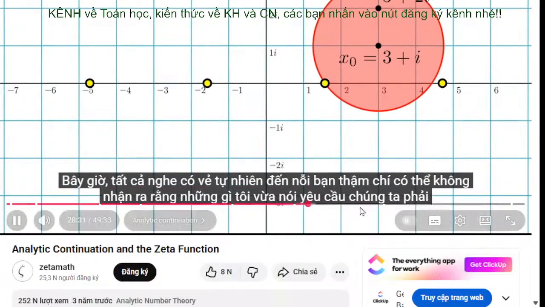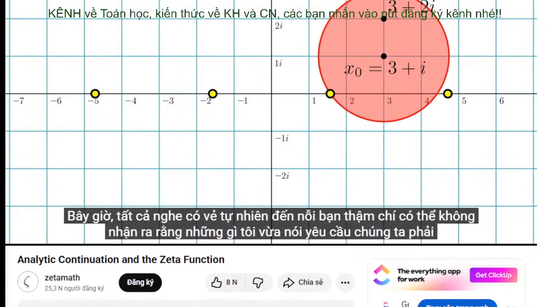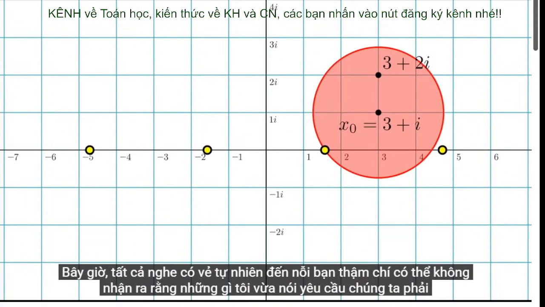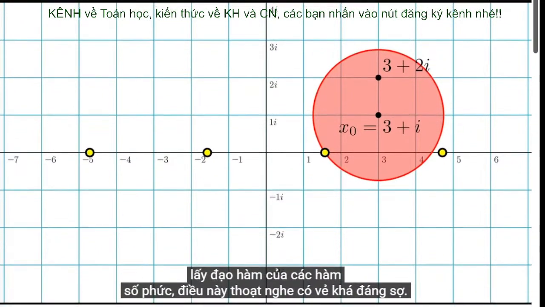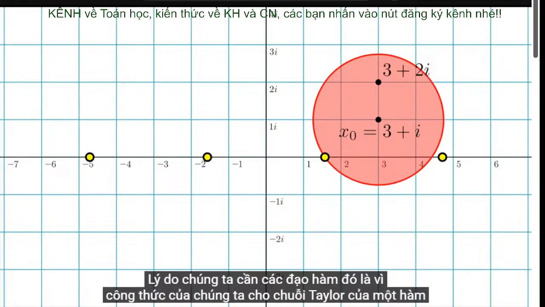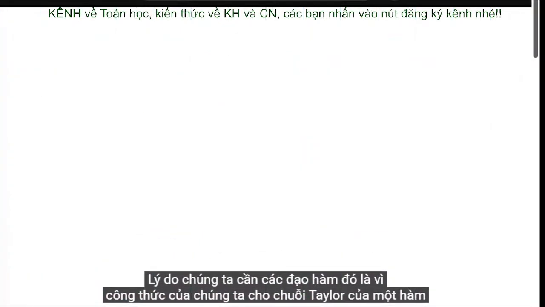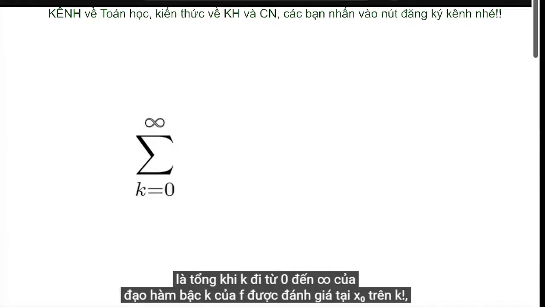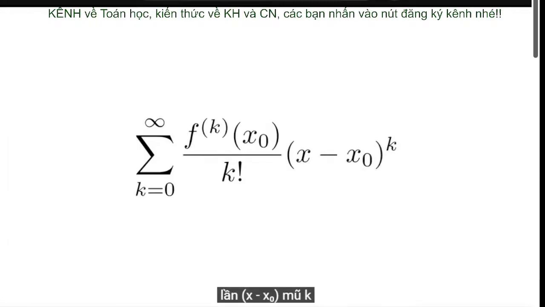Now that all sounds so natural that you might not even notice that what I just said requires us to take the derivatives of functions at complex numbers, which initially sounds quite scary. The reason why we need those derivatives is that our formula for the Taylor series of a function is the sum as k goes from 0 to infinity of the kth derivative of f evaluated at x naught over k factorial times x minus x naught to the kth power.